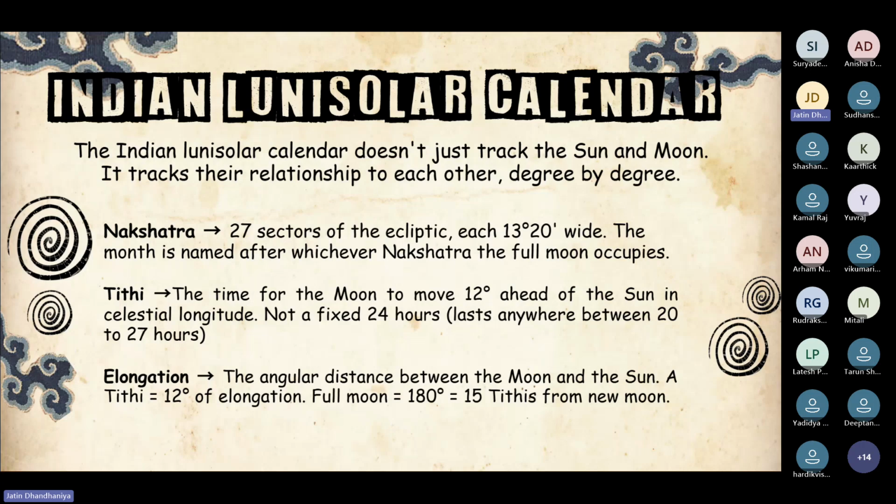You may have seen a few days in the lunisolar calendar to be repetitive. Like today is Tritiya and next day is Tritiya too. Elongation, the angular distance between the moon and the sun. A tithi equals 12 degrees of elongation. A full moon equals 180 degrees, which means 15 tithis from new moon. And that's exactly what happens. There are 15 days in one whole lunar cycle. Look at that, every nakshatra, tithi, elongation, everything constitutes of the angles between the sun and the moon, and not just them independently.